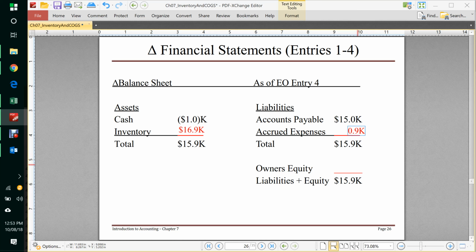Okay, and we have changes in owner's equity in the period, or 0.0K. So do we have changes in liabilities and equity equals changes in assets? Yes. No change in equity because we didn't have any revenue, expenses, paid in capital, or dividends in the period.